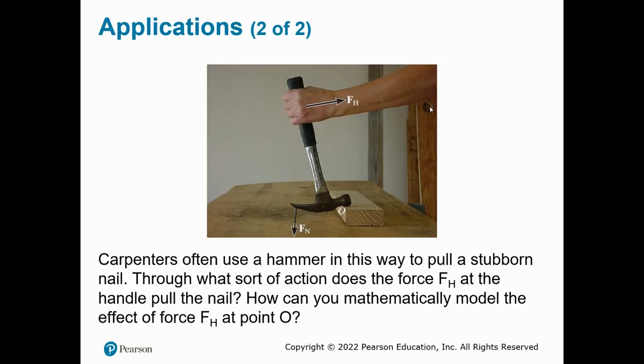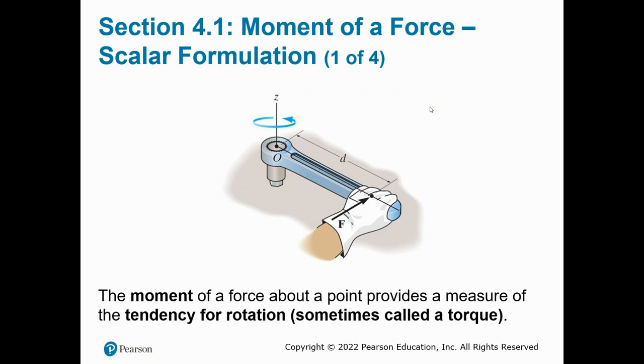We'll start with looking at the definition of a moment. The moment of a force about a point provides a measure of the tendency for rotation, sometimes called a torque. Notice that the word that we're using here says tendency, meaning sometimes you don't actually need to rotate the object as long as it's trying to rotate. It has a moment in there.